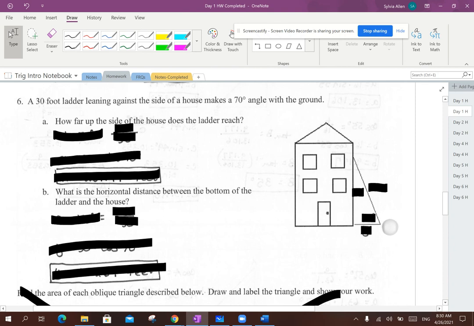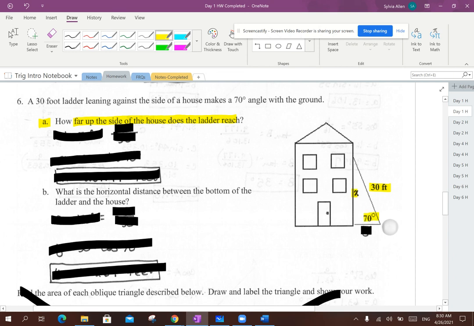See if you could do 6A. All right, so we've got a 30-foot ladder leaning up against a wall, and it makes a 70-degree angle with the ground. The first one, A, says, how far up the side of the house does the ladder reach? So let's make that X, and we are given the hypotenuse, and we are looking for, in terms of the angle, the opposite.